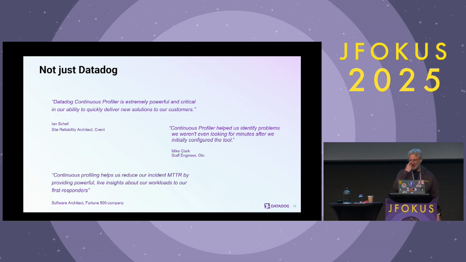And it's not just Datadog. So I took a few customer quotes. The last one I didn't get approval for using yet. So it's a software architect at a Fortune 500 company. But it's really interesting to see here: Datadog Continuous Profiler is extremely powerful and critical in our ability to quickly deliver new solutions. Nothing about saving money. It's about moving fast. And then the other one is just helping to solve problems, which is also good, right? Helping to reduce the incident MTTRs, being faster in responses, being able to find problems faster that might otherwise be very hard to track down.